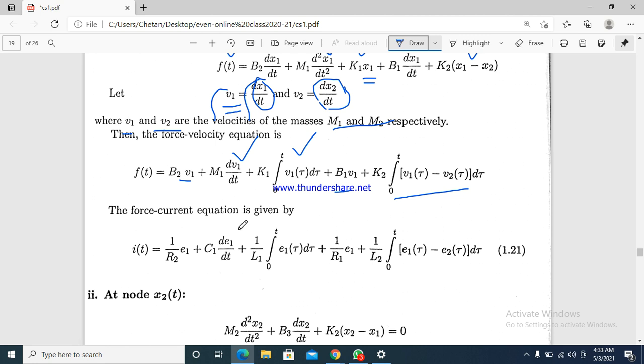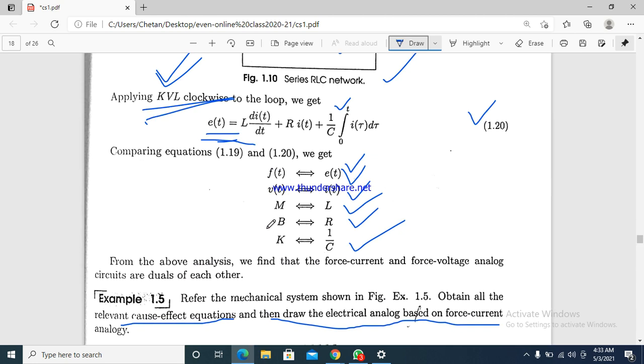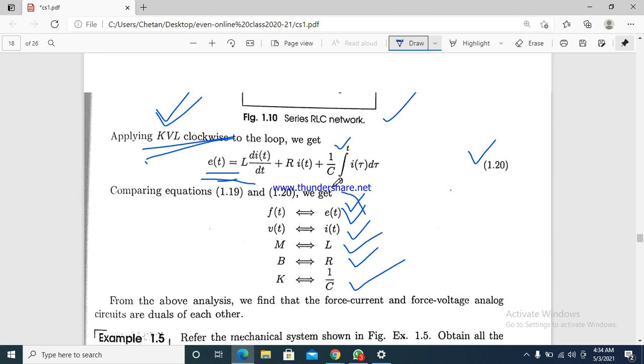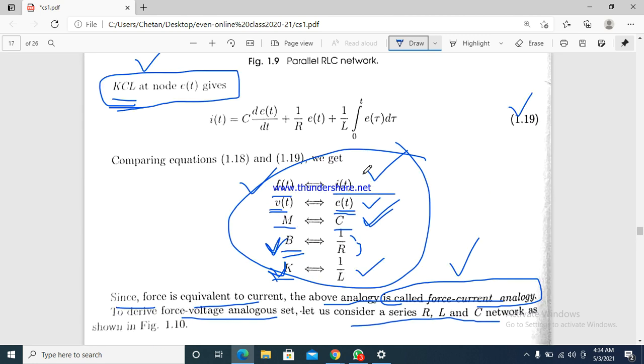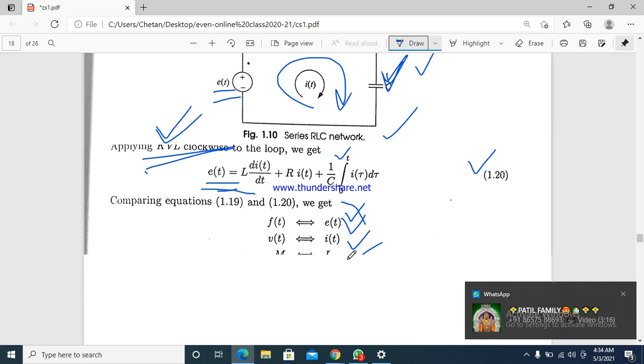Next, you should replace the force equation by the analogous circuit parameters. Here, what are the analogy parameter expressions? F of t is replaced by I of t, v of t is replaced by e of t, M is replaced by C, B by 1 by R, K by 1 by L. These are the analogous circuit parameters. You have to draw that.